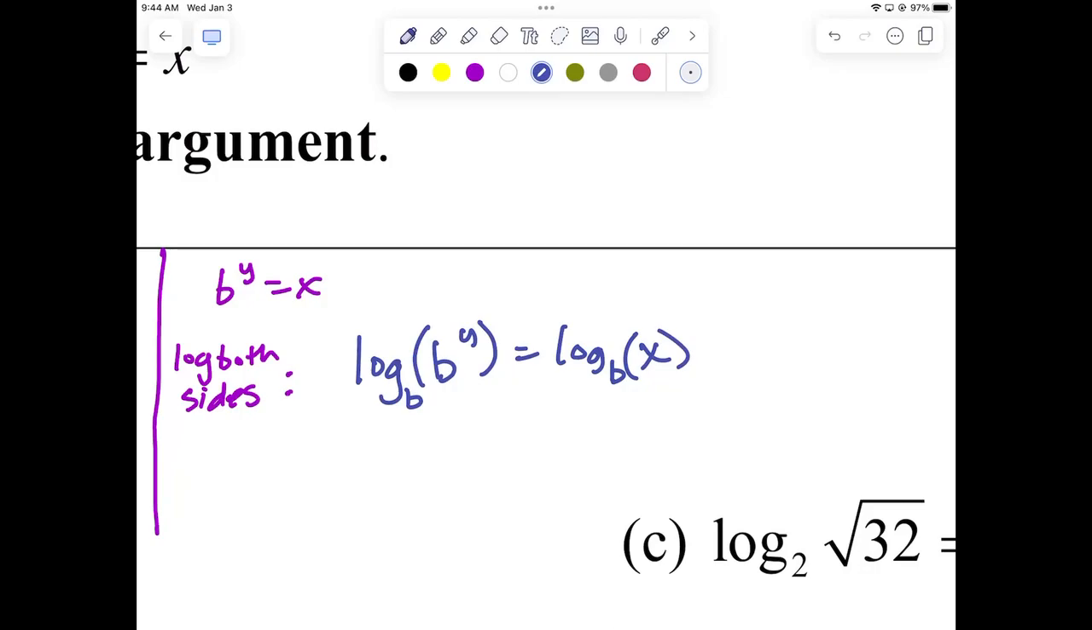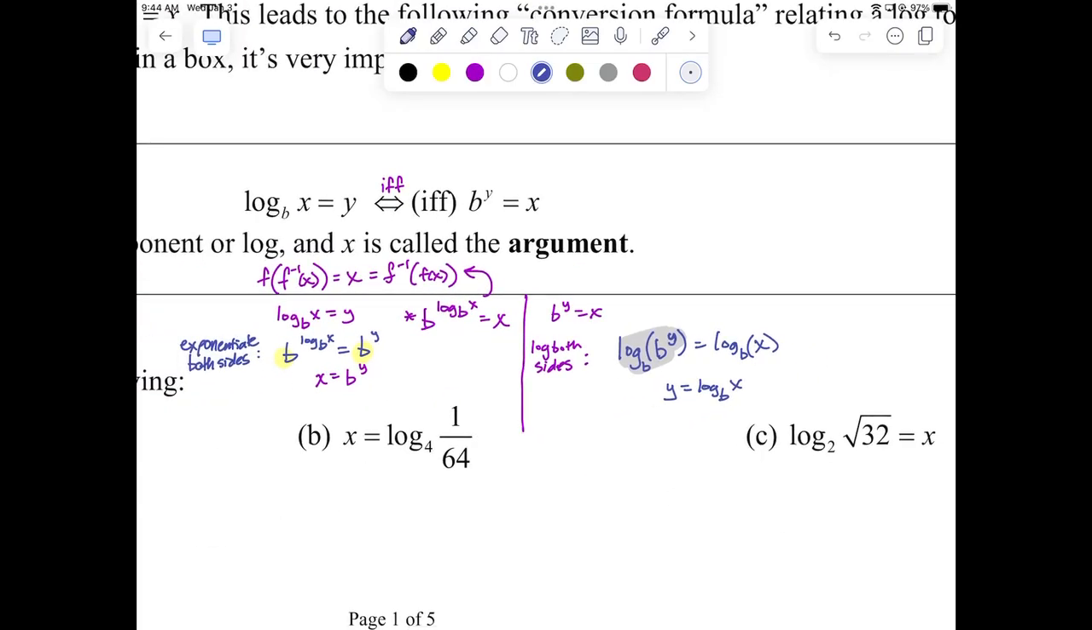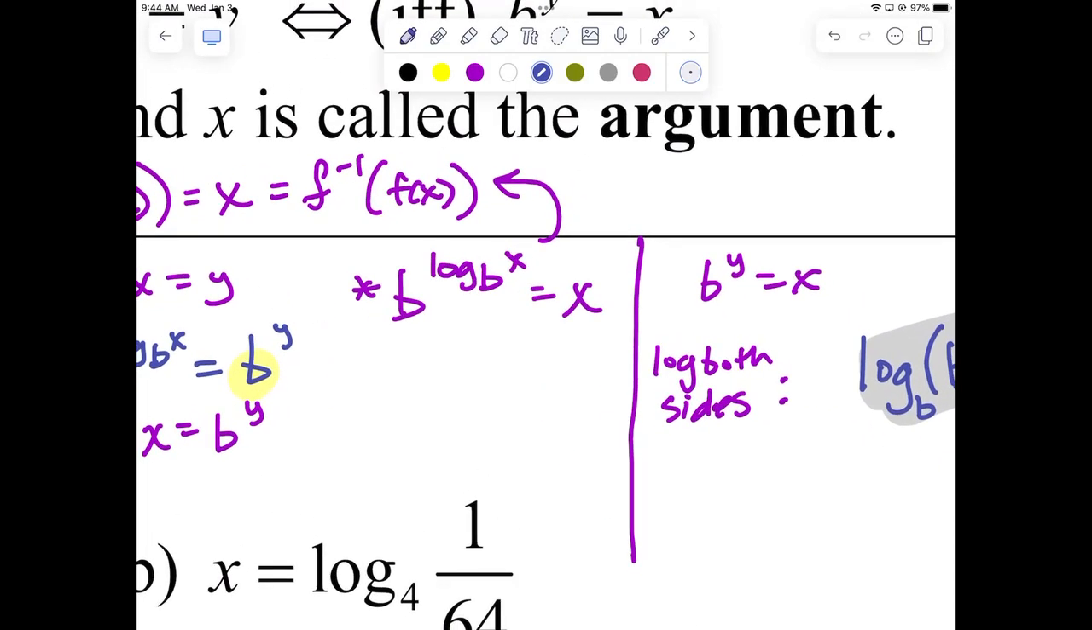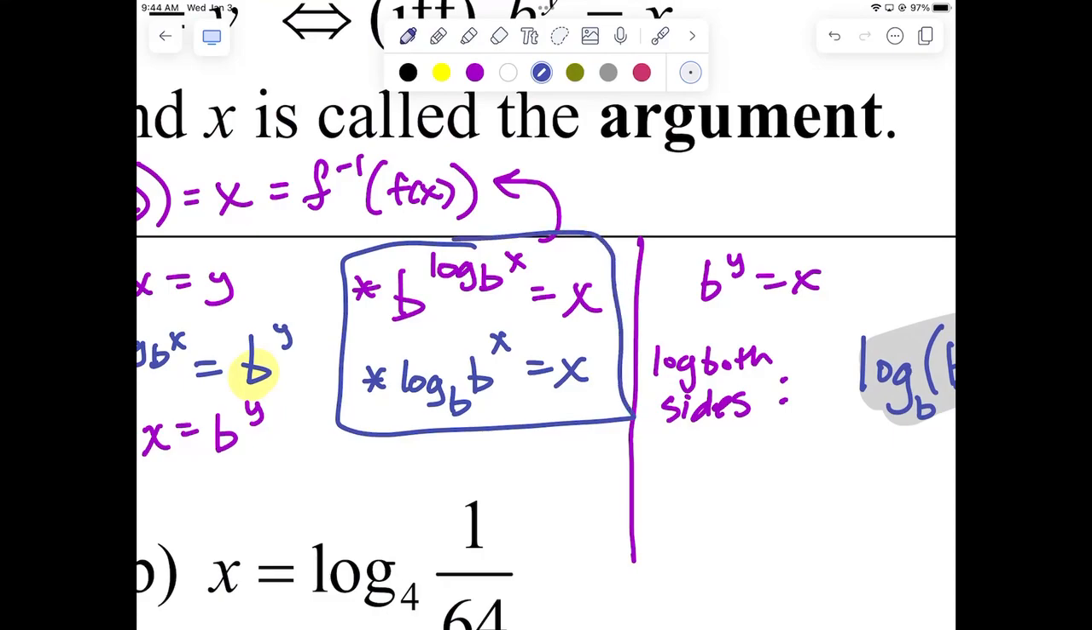What is log base b of b to the y? Well, if I start with y in this case, it should undo each other, right? I should get right back where I started with y. And I get y equals log base b of x. So that's how you can get from the right side to the left. Okay? So we have b to the log base b of x equals x. And we also have log base b of b to the x equals x. When you compose two inverse functions, like b to the x and log base b of x, back to back in any order, they undo each other, don't they?